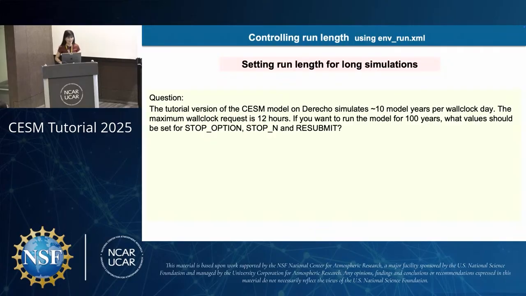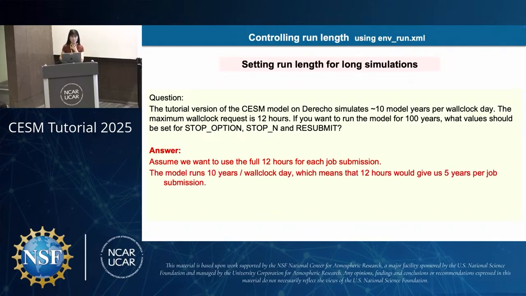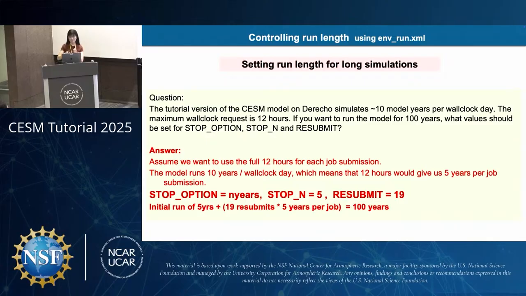All right, just kidding. Let's go through this all together. Now, assume we want to use the full 12 hours for each job submission. And we know that the model runs 10 years per 24 hours, which means that for a 12-hour job submission, we can run 5 years, right? And then in this case, we can set the stop option to be nyears, stop end to be 5. So each job submission, we run 5 years. And the number of resubmit should be set to 19 because we would have an initial round of 5 years, plus the 19 resubmissions, and each is also 5 years. Together that will give us 100 years, right?